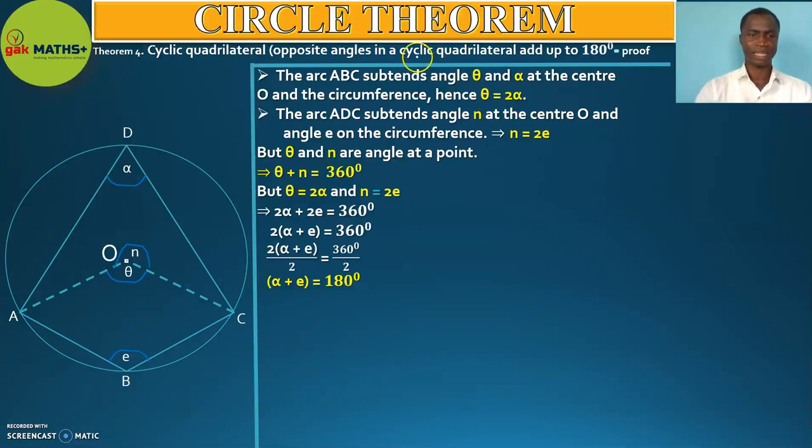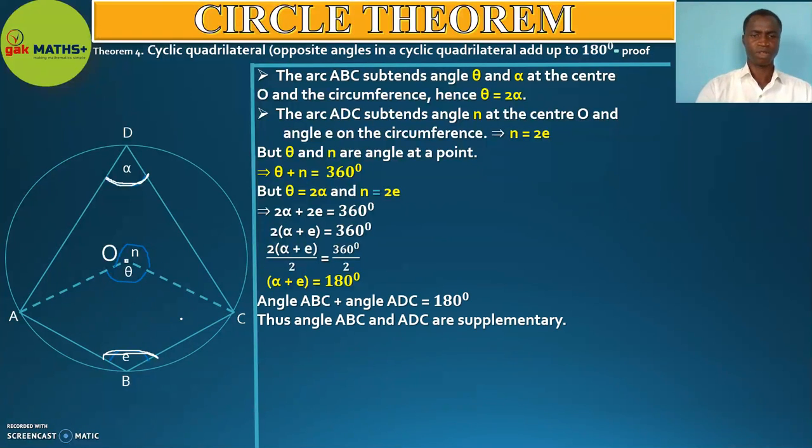This is to say that the sum of the angle subtended at D, that is the alpha here, and the angle subtended at B, that is the E, is equal to 180 degrees. So we can say that the angle subtended at B, that is angle ABC, and angle ADC are supplementary because they sum up to 180 degrees.